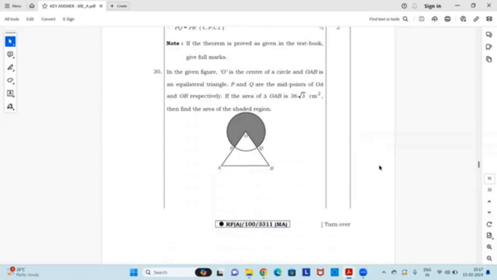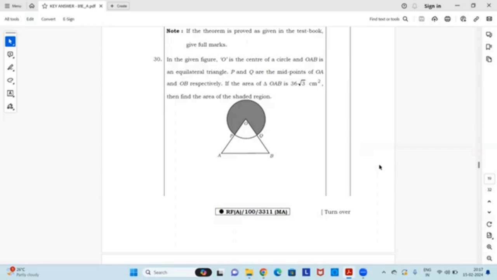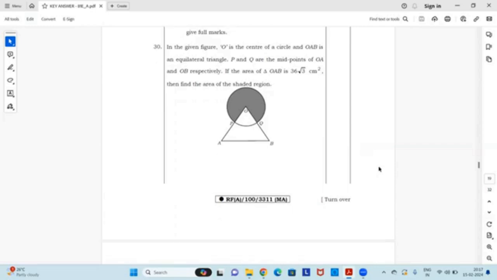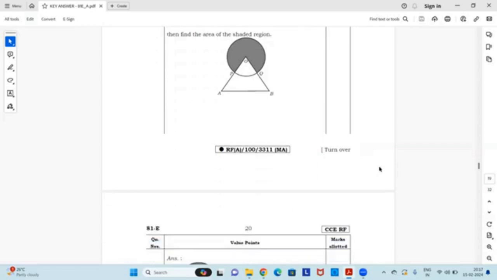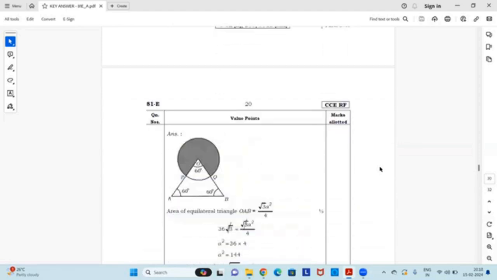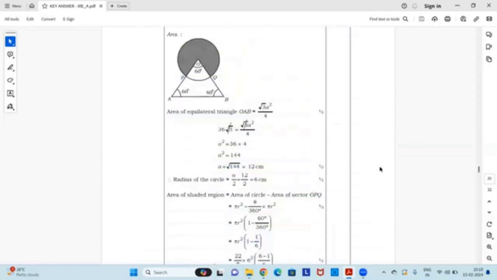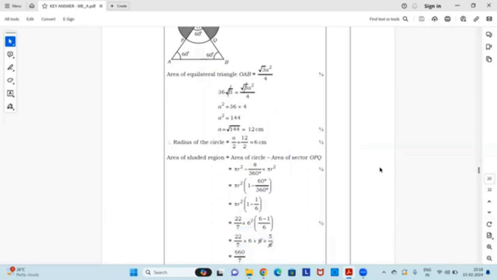Question 30. See the given figure and find the area of the shaded region. So this is the diagram. Let's see the answer. Look at the steps very carefully.